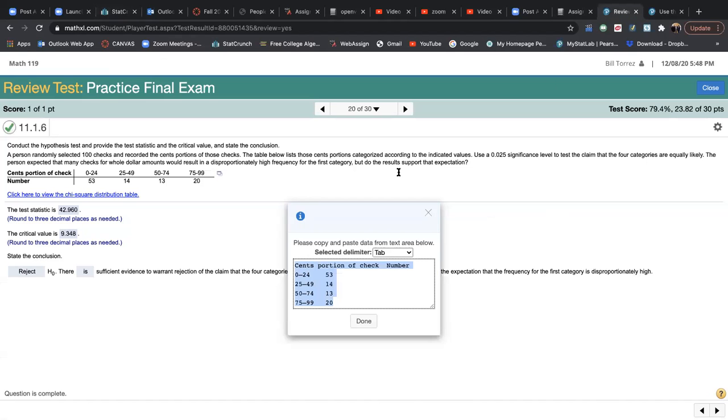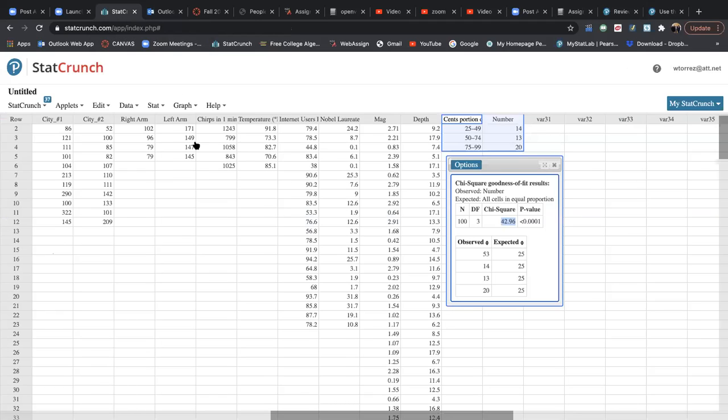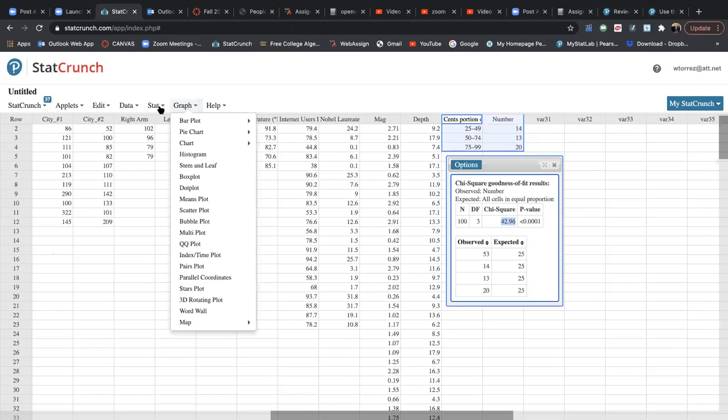And the critical value now, since this has k equal to 4 categories, the degrees of freedom for the test is k minus 1, or 3. Okay. And remember, this is a right-tailed test, so we'll put alpha equal to 0.025 area in the right tail, and that'll give us our critical value for the test.